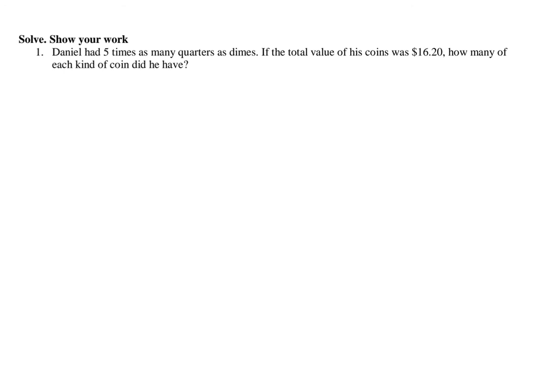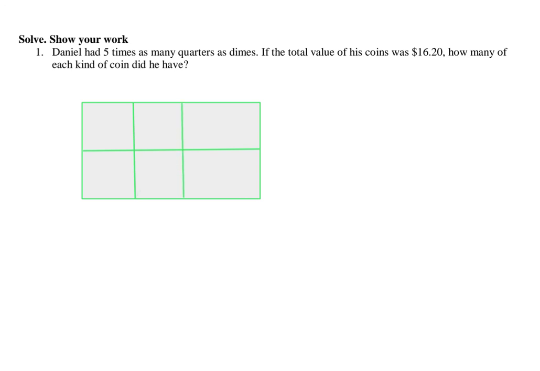Daniel has 5 times as many quarters as dimes. If the total value of his coins was $16.20, how many of each kind of coin does he have? All right. So for this one, we really only have 2 different coins. Some of them tell you 3 coins or 4 coins or whatever. All right, so we have quarters and dimes. My quarters, I don't know how many, and my dimes, I don't know how many, all right?